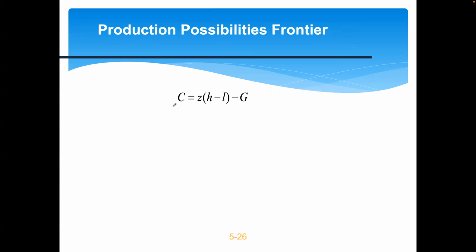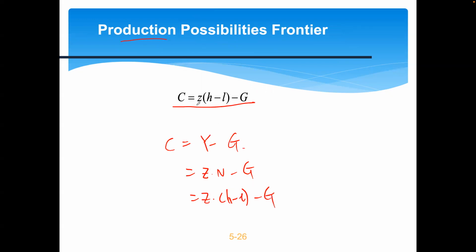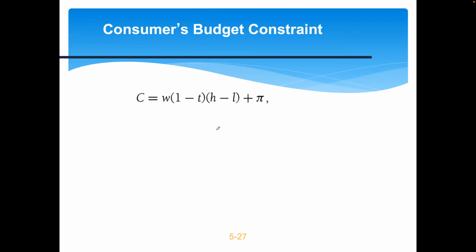Then we have this consumption function. Actually, to be precise, this is the production possibility frontier. Remember how we get here? This is because C equals Y minus G, or Y equals Z times N, but N equals H minus L. So this is how we get it.